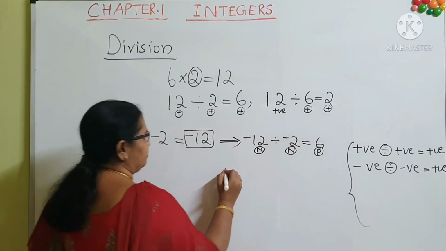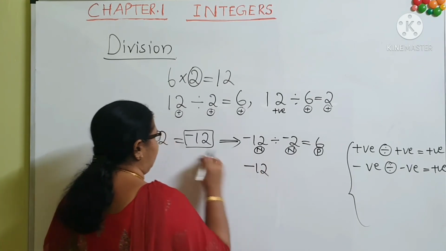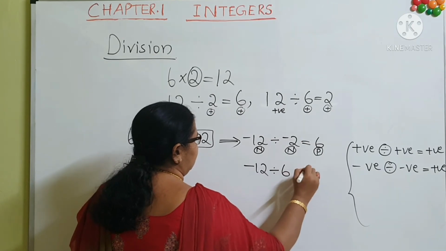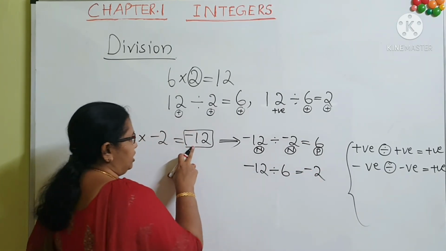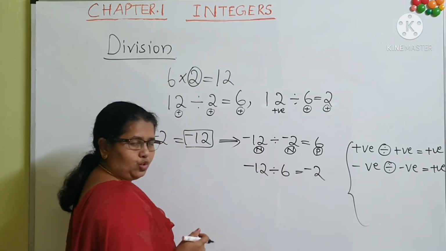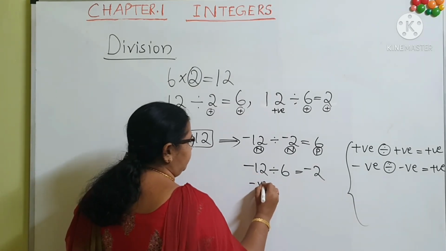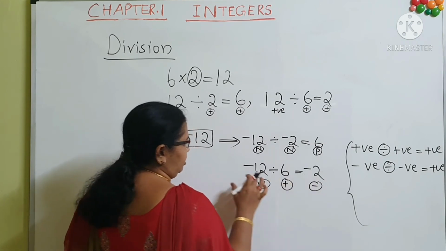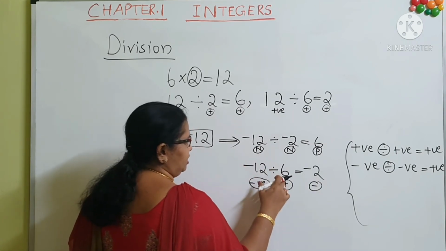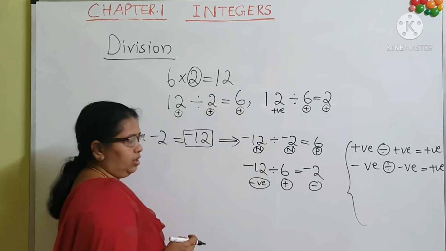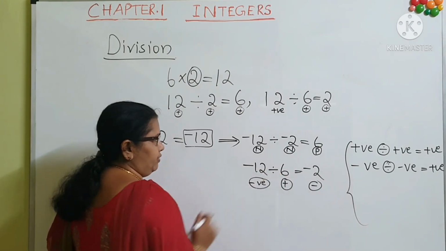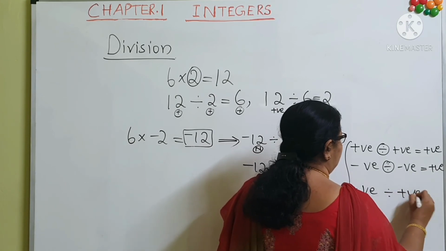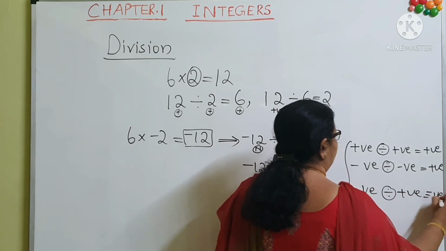Then second case, negative 12 divided by the given integer 6. Their quotient is negative 2. That is, negative divided by positive is negative. Negative 12 divided by 6 is negative. That is negative divided by positive is negative.